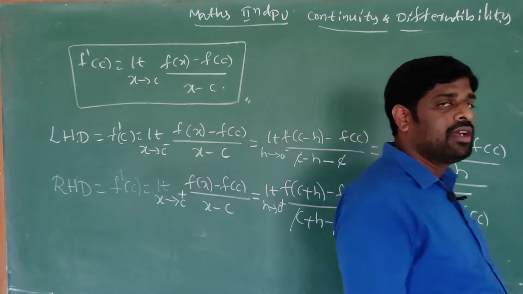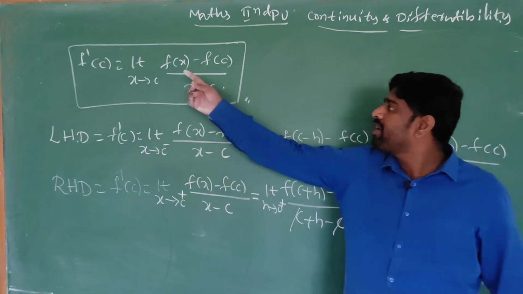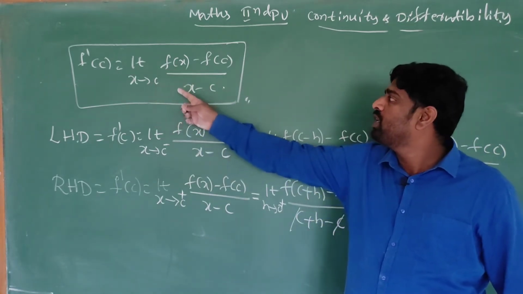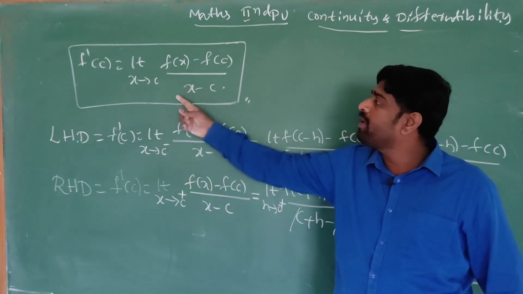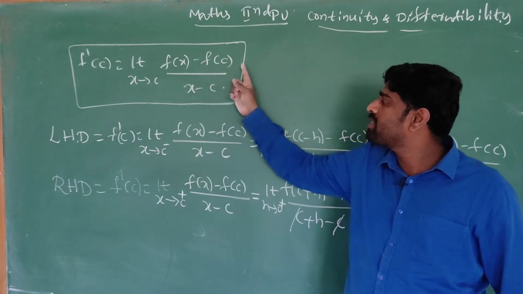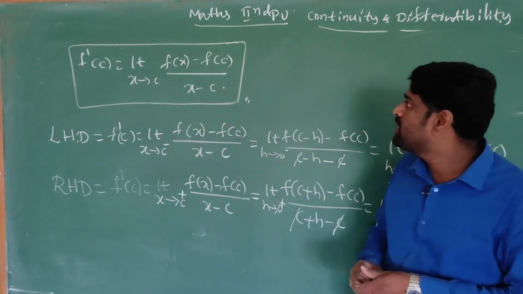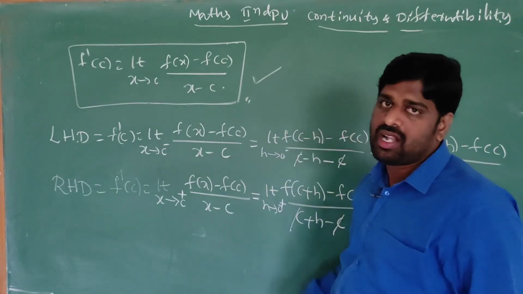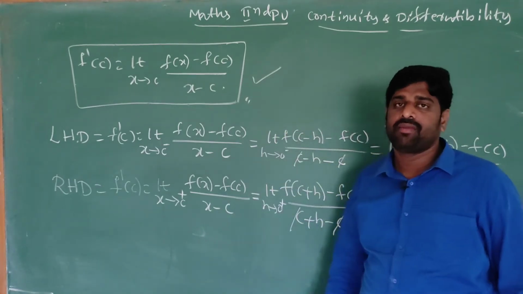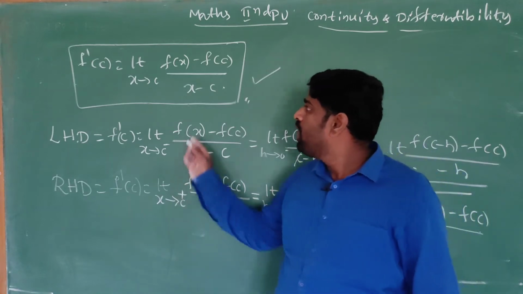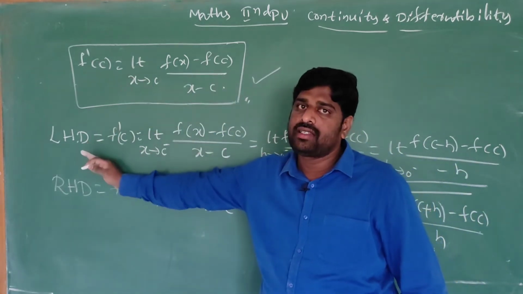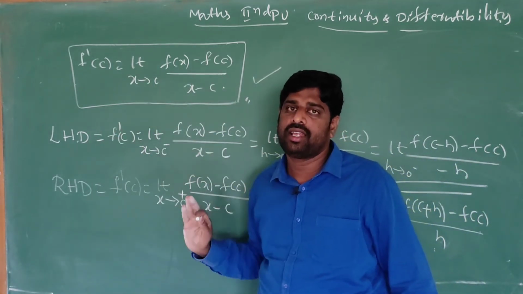Dear children, observe once again. f dash of c equals limit x tends to c of f of x minus f of c divided by x minus c. This is called differentiability. Okay, differentiability of a function. Now we will come to LHD and RHD.